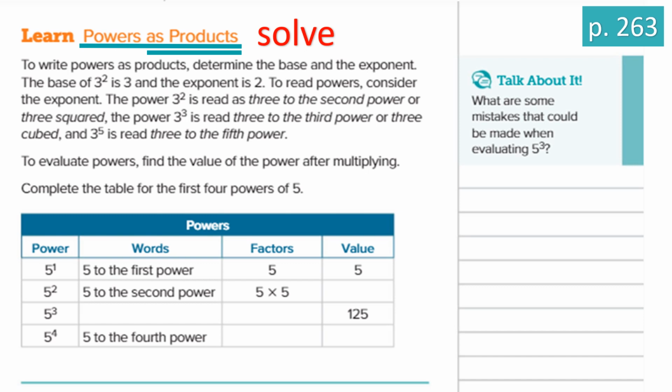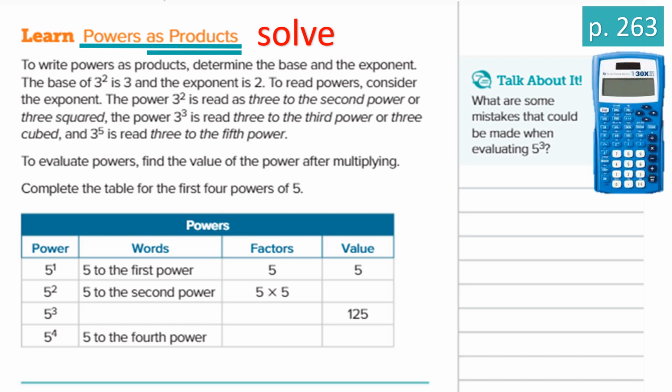So this is where your handy dandy calculator should be with you because it makes your life much easier. If I see 5 to the first power, that should be pretty easy because we just have the base. We're not actually multiplying by anything. So it's just going to be 5. If it was a million to the first power, it's just going to be a million.